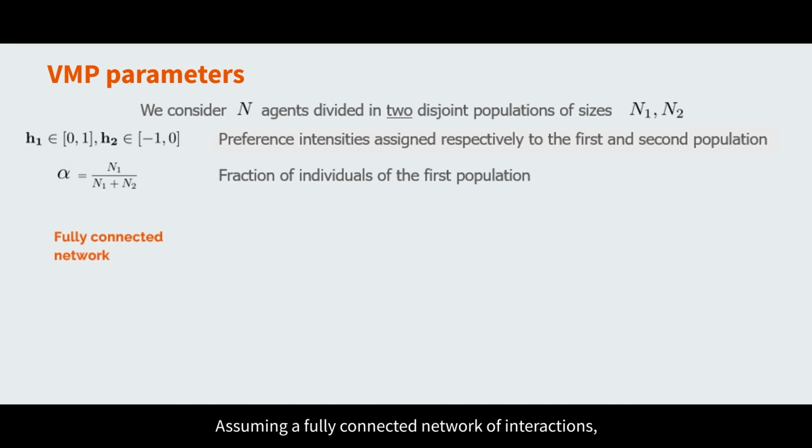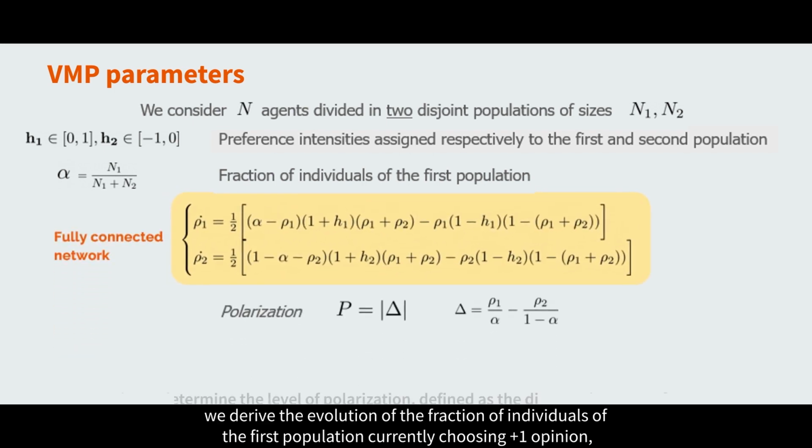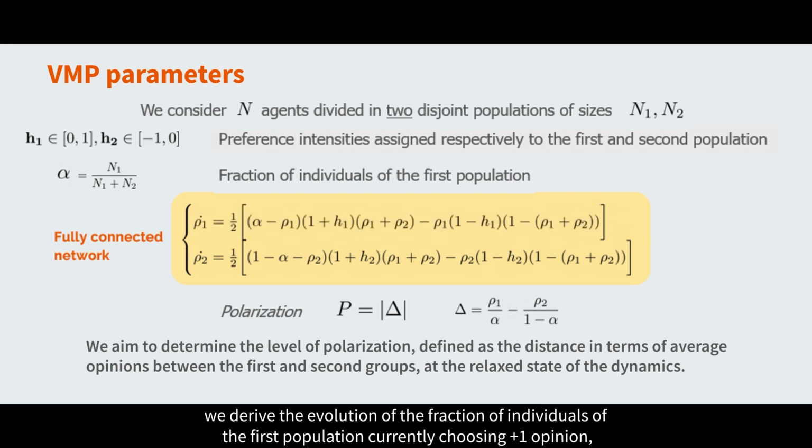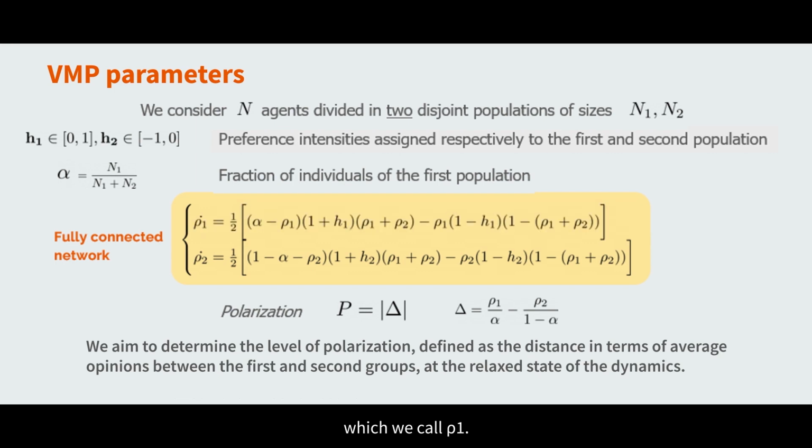Assuming a fully connected network of interactions, we derive the evolution of the fraction of individuals of the first population currently choosing +1 opinion, which we call rho 1. Same for the second population.